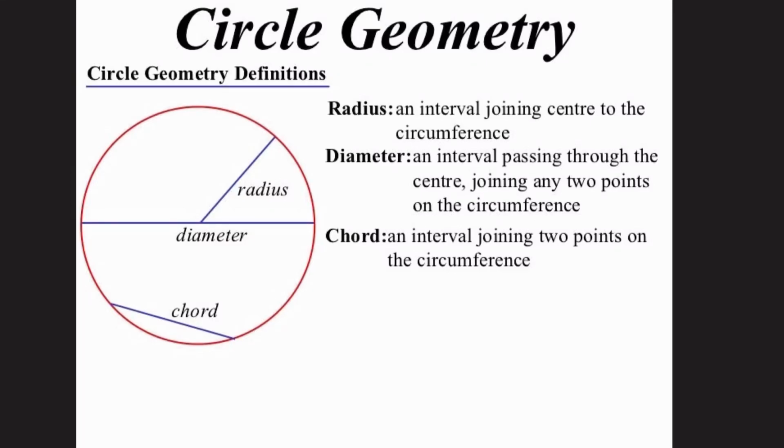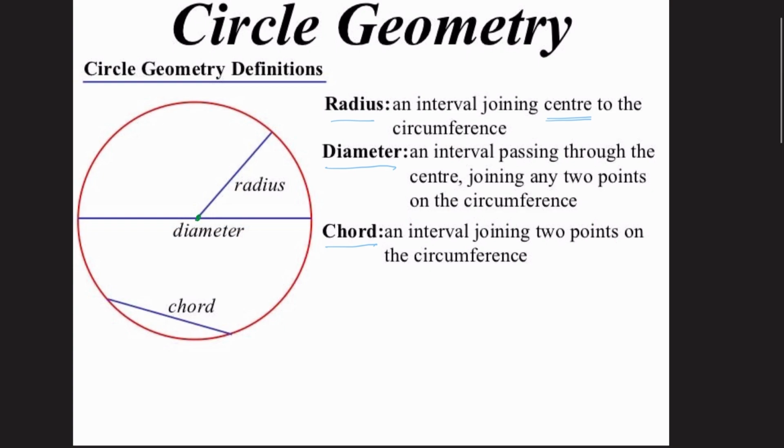So today we're going to do Pythagoras in a circle. For this, we need to understand some key definitions. We need to understand what radius means, we need to understand what diameter means, and chord. So radius is an interval or a line joining the center to the circumference. So it's a center line going all the way to the edge of the circle or the circumference.